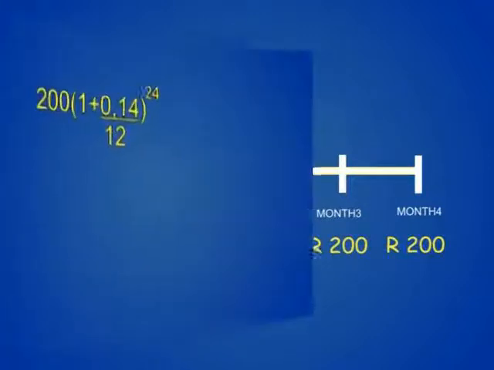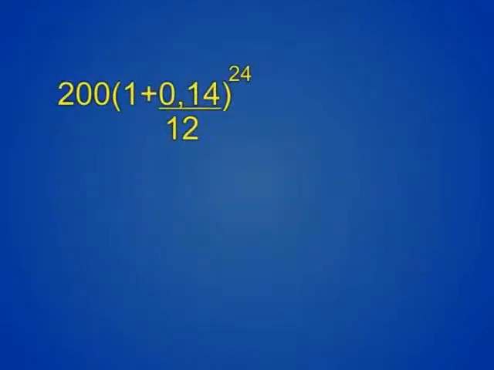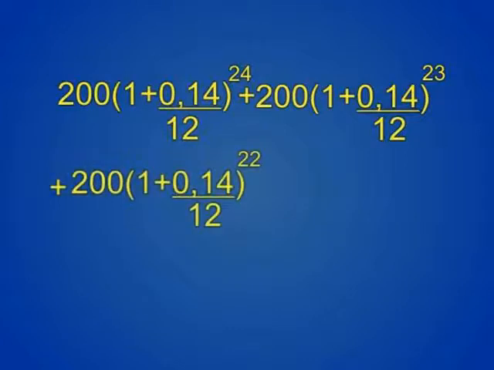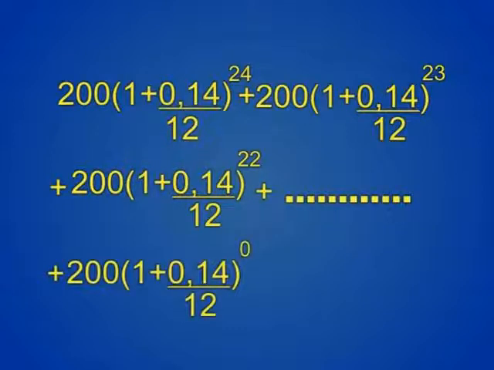It will be 200 Rand, open bracket 1 plus 0.14 over 12 to the power 24 months, plus 200 Rand, open bracket 1 plus 0.14 over 12 to the power 23 months, plus 200 Rand, our interest to the power 22 months, and so on up until we get to 200 Rand times 1 plus 0.14 over 12 to the power 0 months.